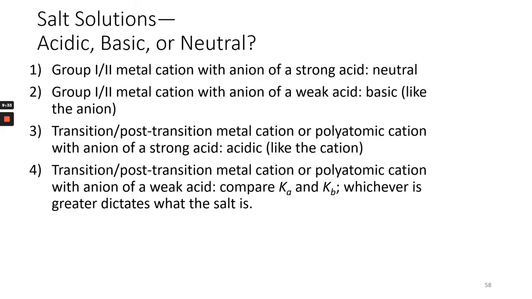So again, group 1 and 2 metal cations with anions of a strong acid will result in neutral, no change in the pH. Group 1 and 2 metal cations with an anion of a weak acid will end up in a basic solution. Your transition or post-transition metal cations or polyatomic cations with anions of a strong acid will end up acidic. And your transition or post-transition metal cations or polyatomic cations with an anion of a weak acid, you have to compare your Ka and your Kb.